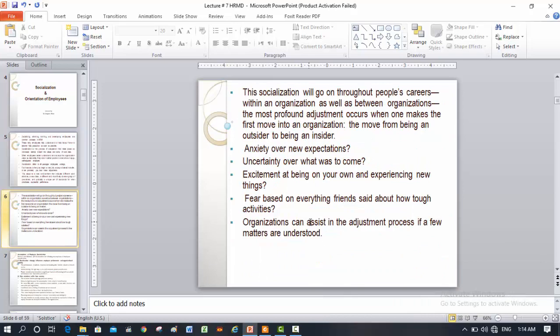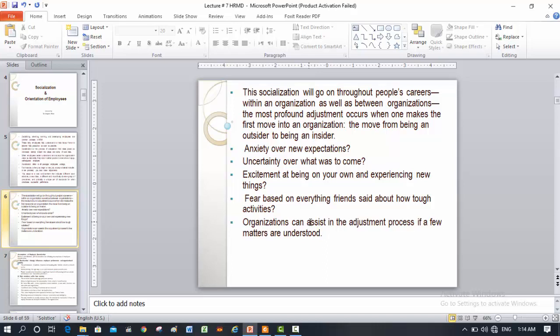Socialization continues throughout the employee's career, because promotion occurs, and appointment to new posts occurs. So employees always face new challenges. Socialization helps in reducing the stress. It goes on throughout people's careers within an organization as well as between organizations.